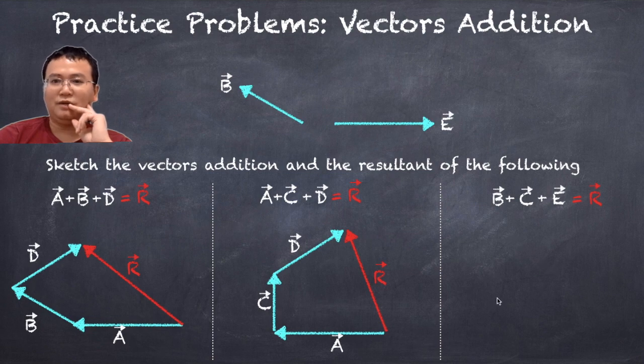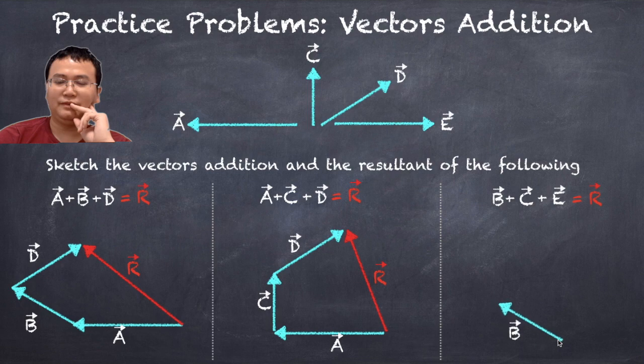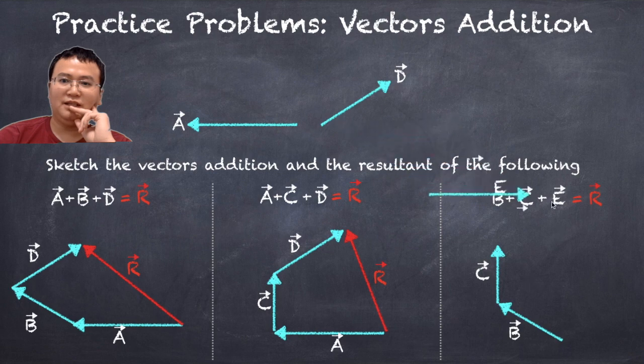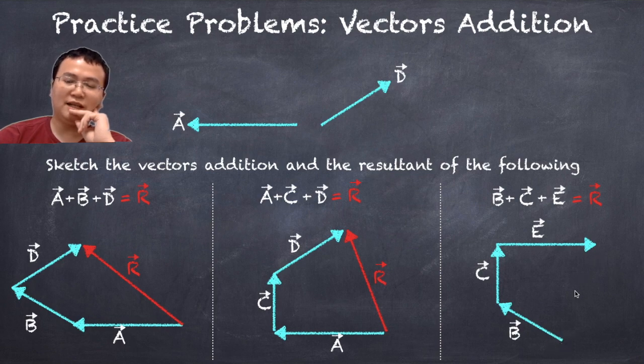For the last one, vector B, I'm going to draw that, bring it down, and then vector C, its tail is at the head of vector B, and then vector E, its tail is at the head of vector C. And the resultant is from the tail of the first vector to the head of the last vector. That will be the resultant.